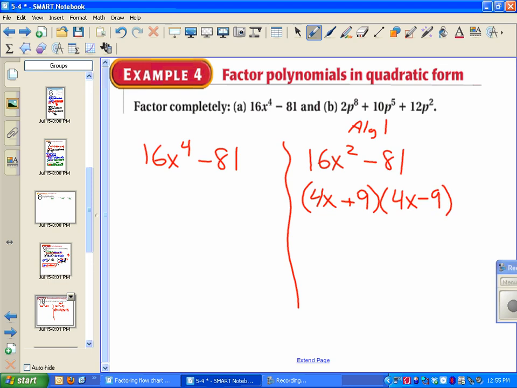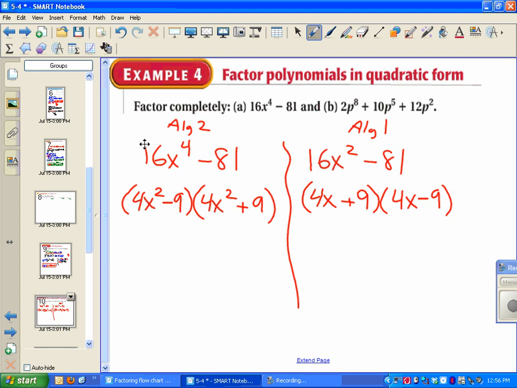When we go to algebra 2, 16x to the 4th is still something that's being squared. It would be 4x squared minus 9 and 4x squared. So 4x squared times 4x squared is the 16x to the 4th. And then 81 is 9 being squared. And so we still have a middle term that adds up to 0.